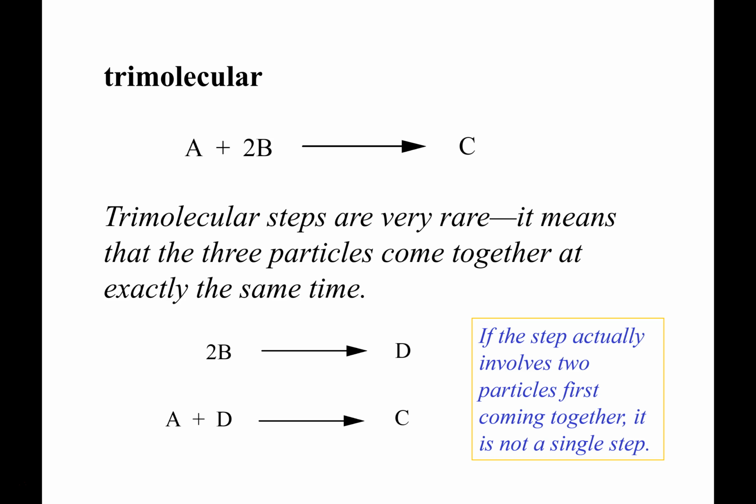What if instead of 1 of A and 2 of B going to form C, it did it this way? 2 of B goes to form D, and then that D reacts with the A to go to form C. Now, we have added equations before. Let's just go ahead and add them, see what we get.